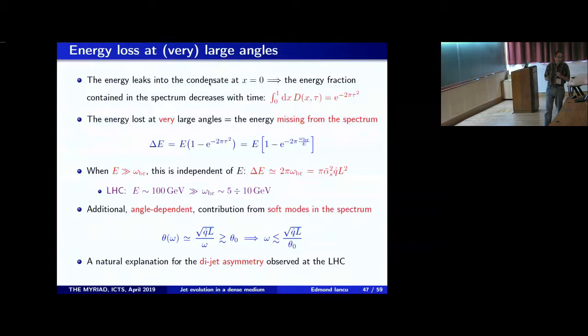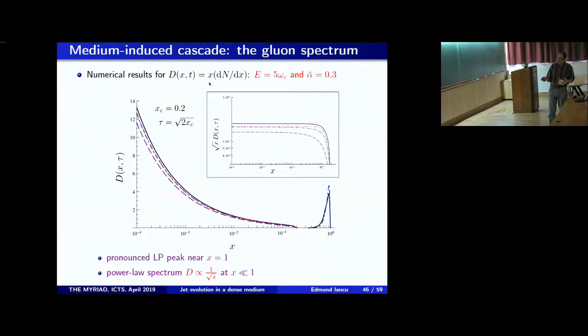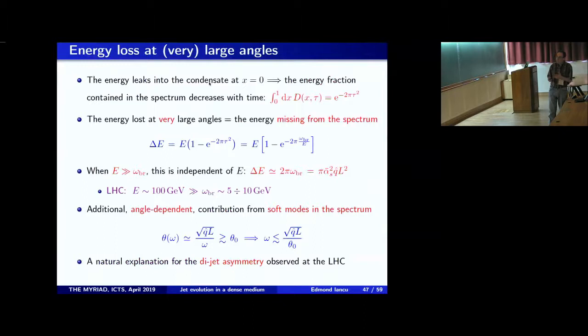Now, this is only the energy loss at very, very large angles, but in fact there's an additional contribution, which is angle dependent, which comes from the soft modes in the spectrum. If the modes are soft enough, if their energy omega is small enough, their propagation angle can be larger than the jet opening angle, so they will go outside of the cone axis. So on top of the energy which is going into the condensate, one should also add the energy in the part of the spectrum at very small x, in such a way that we compute all the energy which went away from the jet. That's the total energy loss by the jet in this mechanism.